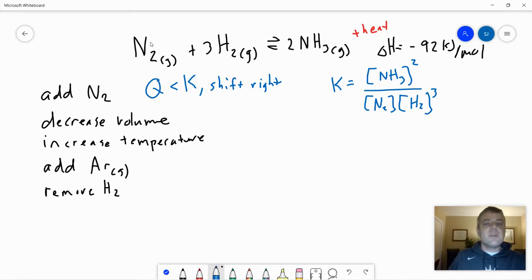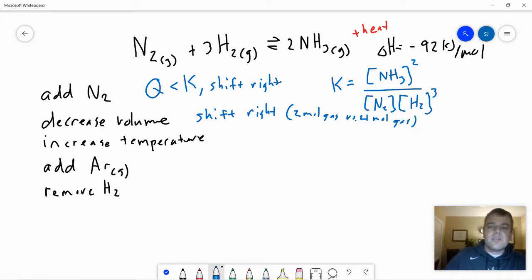If you decrease the volume of the container, that would result in a shift to the right, because you have 2 moles of gas versus 4 moles of gas. Because there are 2 moles of gas on the product side, and 1 plus 3 moles of gas, or 4, on the reactant side. So the reaction will shift to the right.